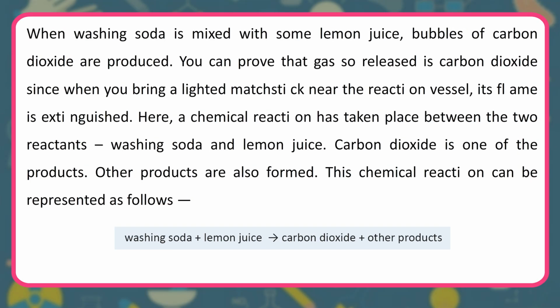When washing soda is mixed with some lemon juice, bubbles of carbon dioxide are produced. You can prove that gas so released is carbon dioxide since when you bring a lighted matchstick near the reaction vessel, its flame is extinguished. Here, a chemical reaction has taken place between the two reactants, washing soda and lemon juice. Carbon dioxide is one of the products. Other products are also formed. This chemical reaction can be represented as follows. Washing soda plus lemon juice, carbon dioxide plus other products.